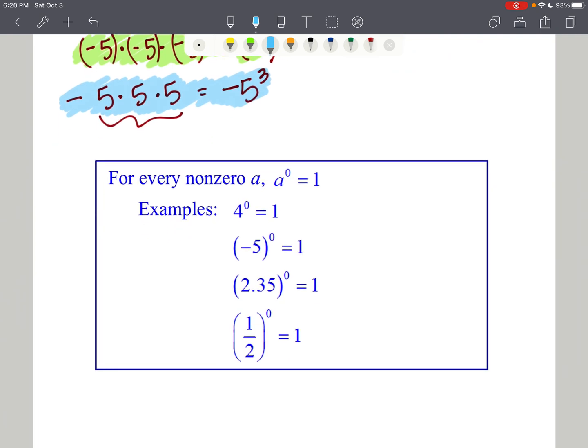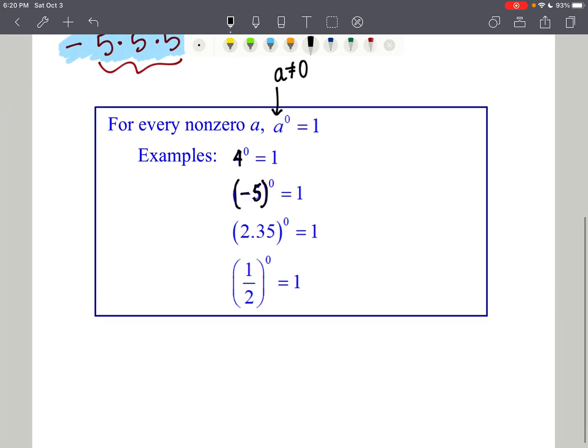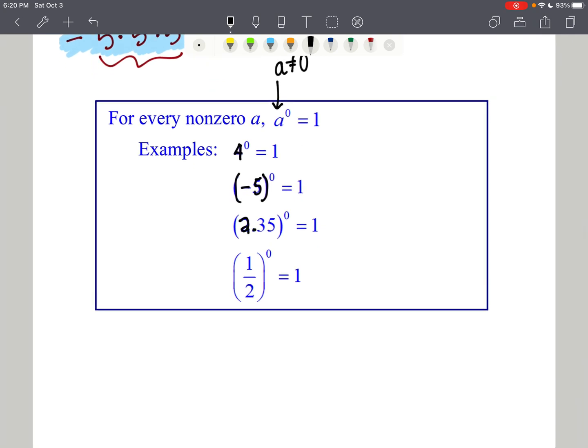Now for every non-zero a, so for every base that is not 0, so a cannot equal 0, if you take a number and raise it to the 0 power, that is equal to 1. So 4 to the 0 power is 1. So any integer raised to the 0 power is 1. Negative 5 is also an integer, and if we take negative 5 and raise it to the 0 power, we get 1. With 2.35, we can take a decimal and raise it to the 0 power, we get 1.